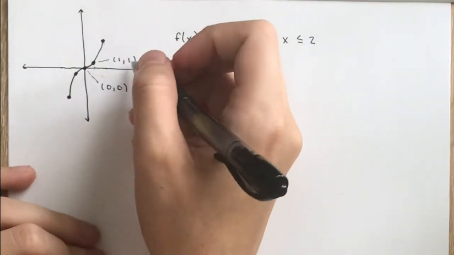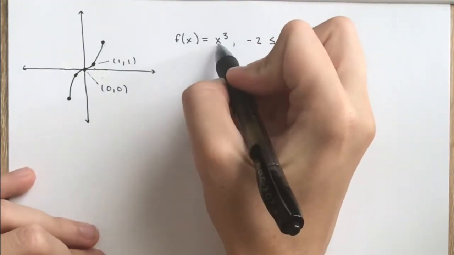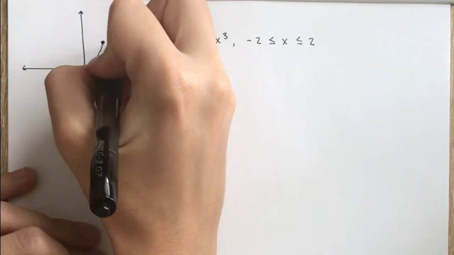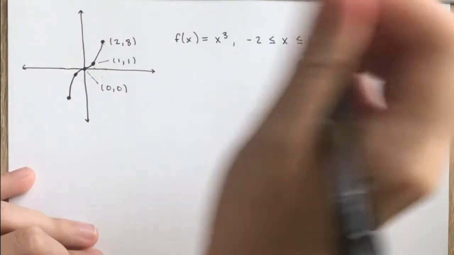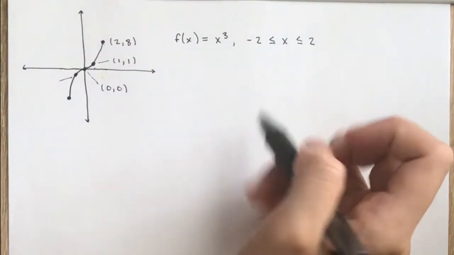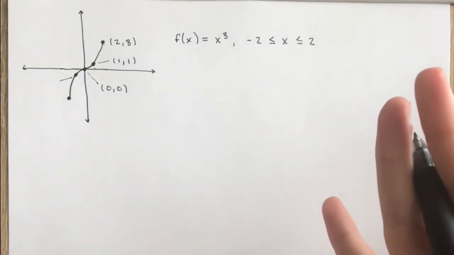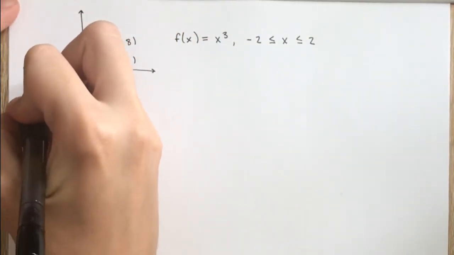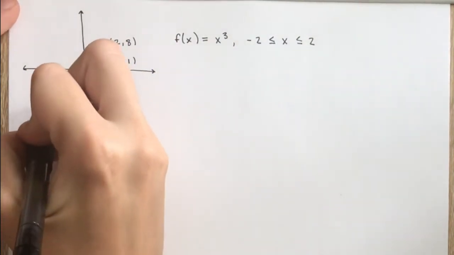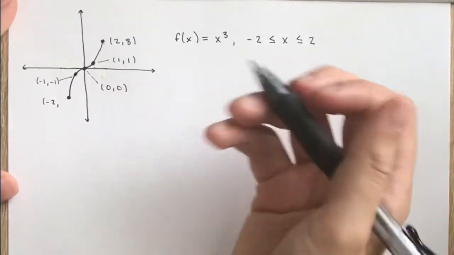All right, so this is the point 1, 1, and this is the point, so 2, we plug in 2, we get 2 cubed, which is what? 2 times 2 times 2, which is 8. So we have the point 2, 8. Similarly here, we've got the x value -1. -1 cubed is 3 negatives together, gives us a negative, so we have -1, -1. And similarly here, we have -2, -2 times -2 times -2 is -8.